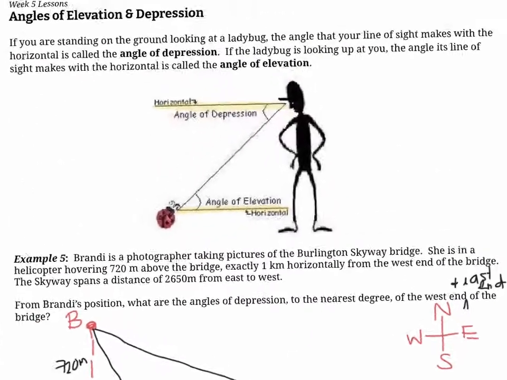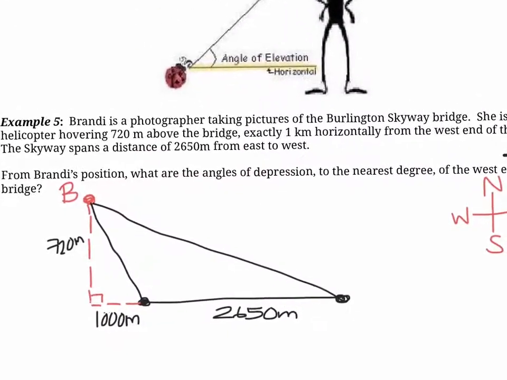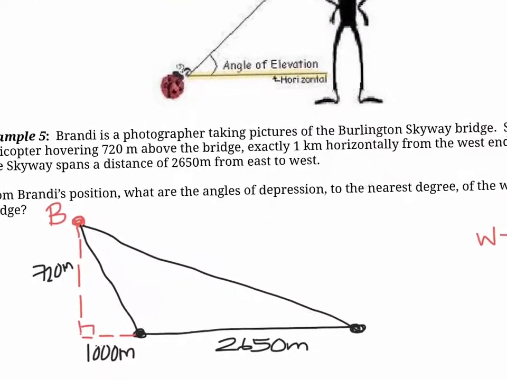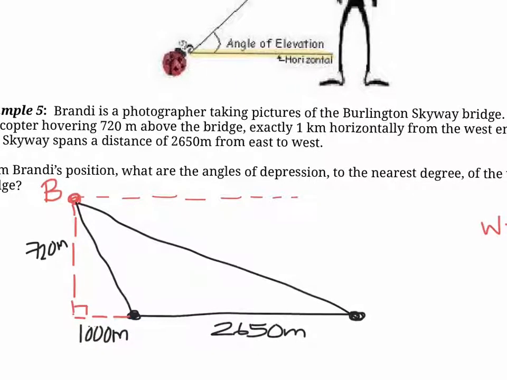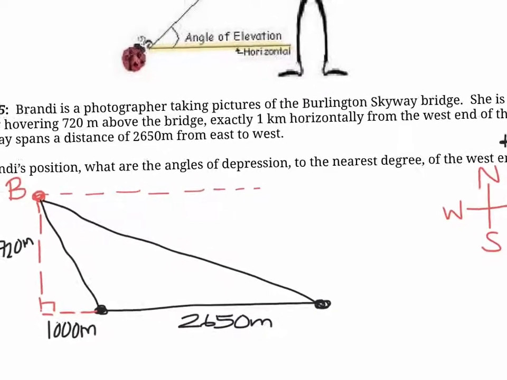An angle of depression comes from when somebody's looking down at something else. So the question is, where is the angle of depression? Well, back up here, an angle of depression is connected to a horizontal. See that angle there? One side of it is touching a horizontal. We don't have a horizontal here, so we can make one. Here, I've created a horizontal from Brandy's perspective, because that's what we're looking towards. So now what are the angles that we're looking for? The angles of depression, to the nearest degree, of the west end and of the east end of the bridge.